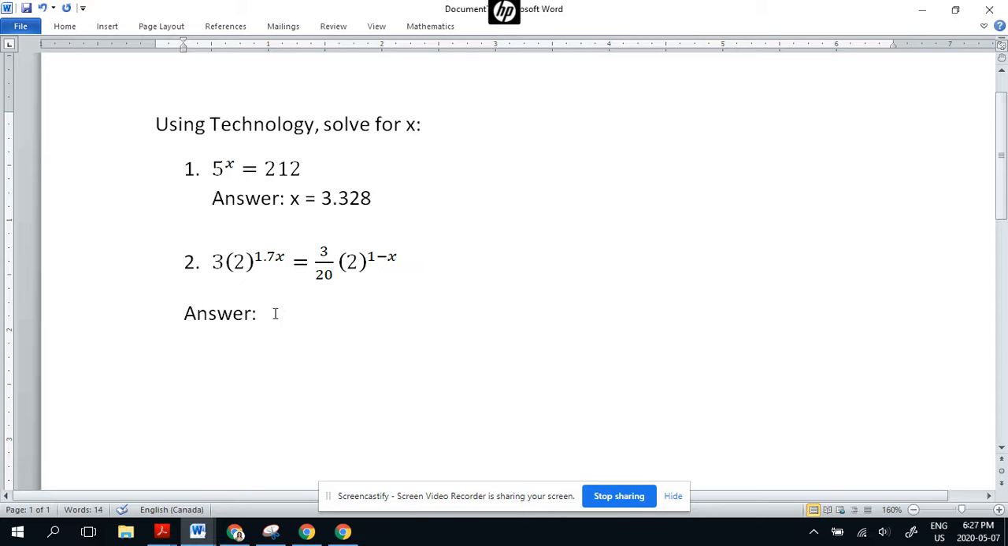Our second example here, we have a very complicated function. 3 times 2 to the power of 1.7x equals 3 over 20 times 2 to the power of 1 minus x. We've got decimals going, we've got fractions, just not nice numbers to work with.